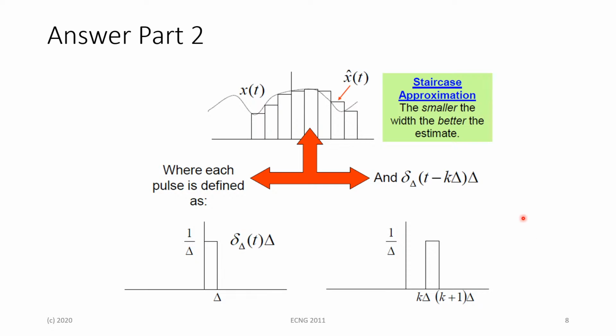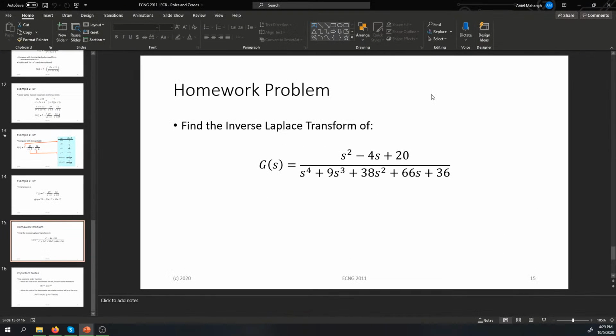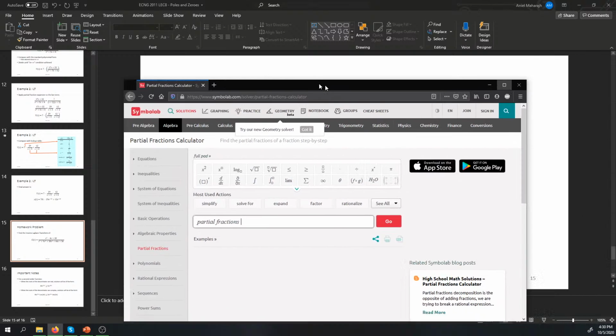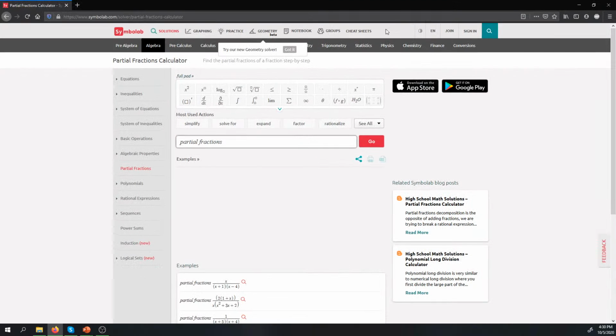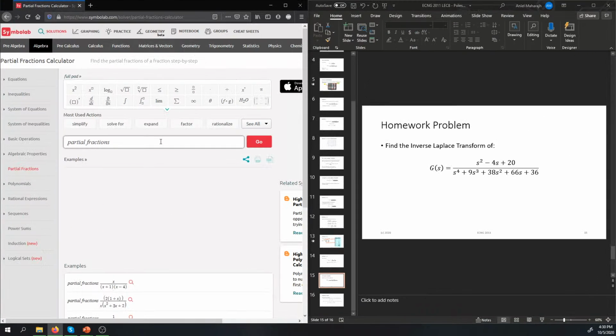Alright, so let's pull this down and go on to the previous questions that we had, which were our homework problems. We're required to find the inverse Laplace transform of this particular problem here. In particular, because we're doing this in practice, I'm pulling this up here for you guys to see. This is actually a partial fraction solver that we can use.